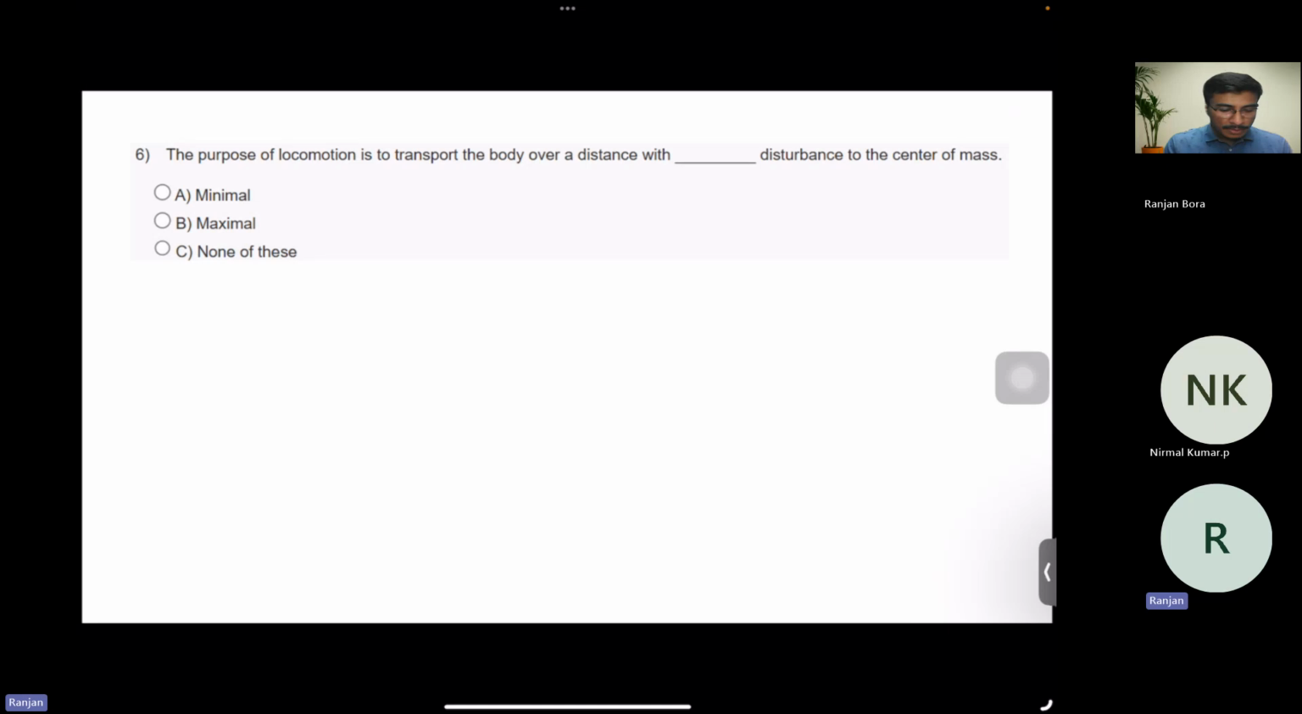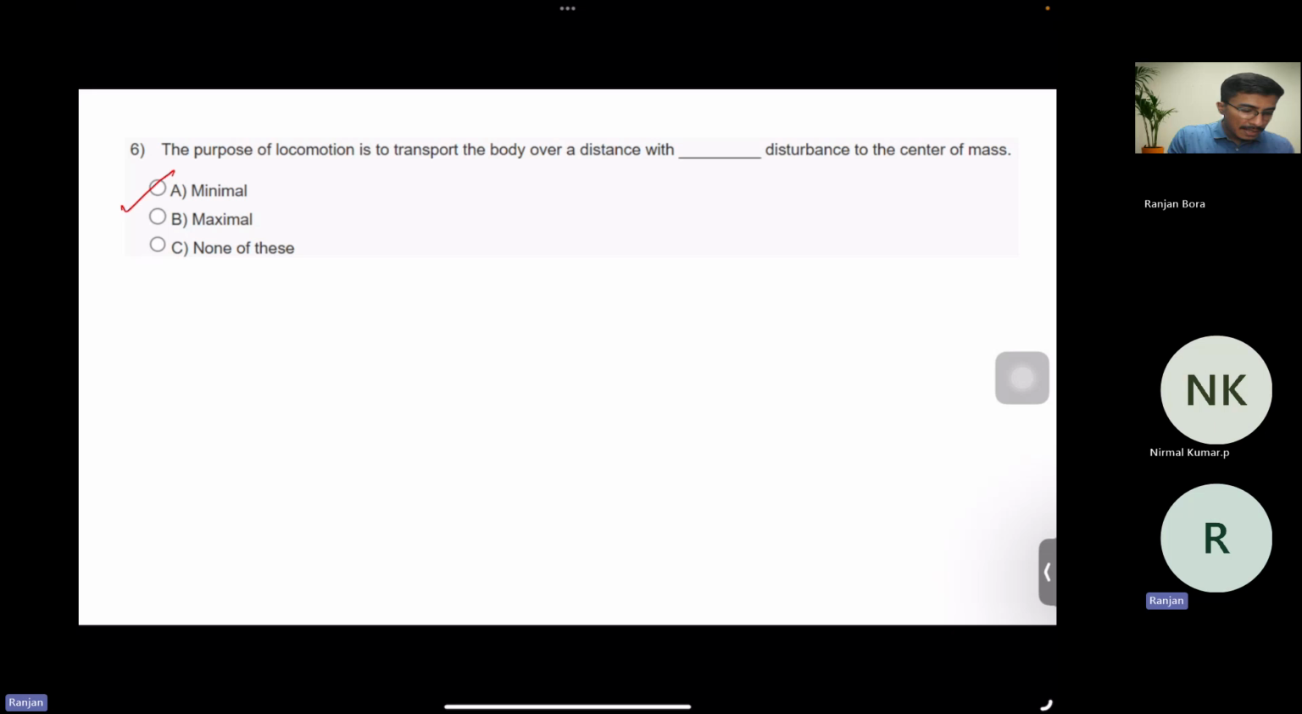Next question is, the purpose of locomotion is to transport the body over a distance with dash disturbance to the center of mass. So option A is correct. The purpose of our locomotion is to carry our body with the minimum consumption of energy. So minimum disturbance means the consumption of energy is minimum. So that's why option A is correct.